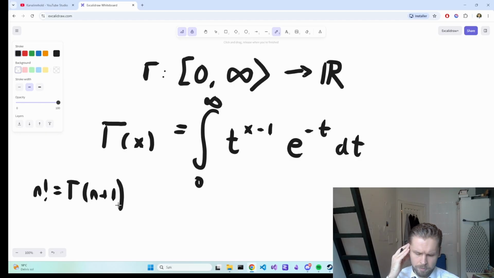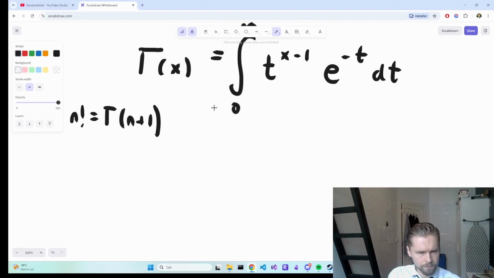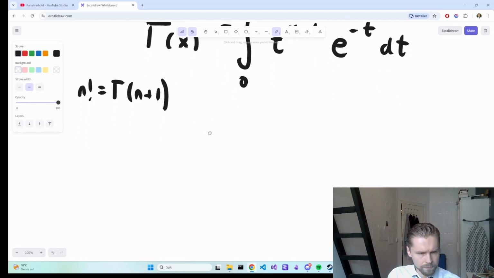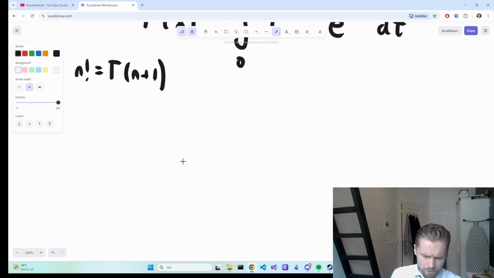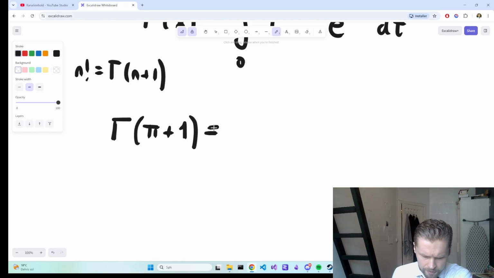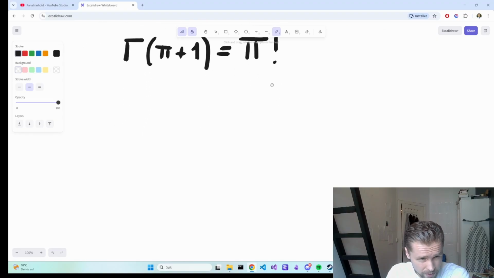This makes sense. Now I'm going to compute pi factorial, which earlier I said we were going to do. So gamma of pi plus 1 is going to give me pi factorial. Correct, that's not even a question, that makes sense.